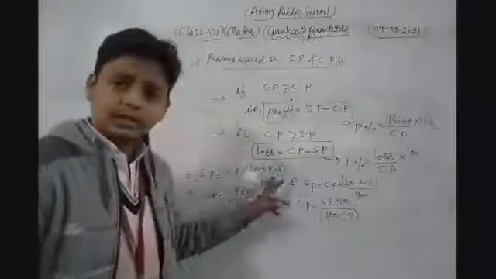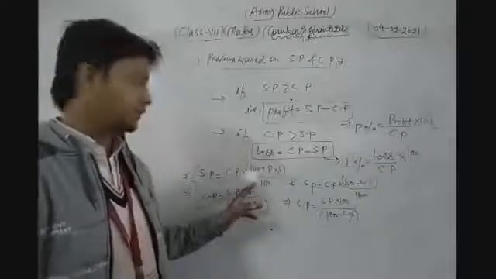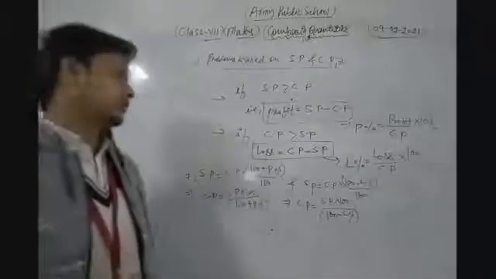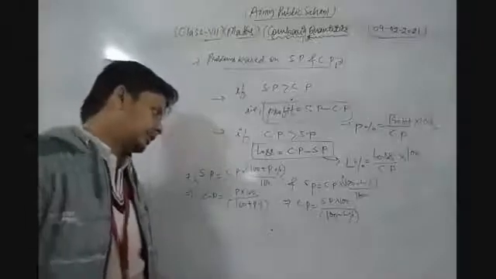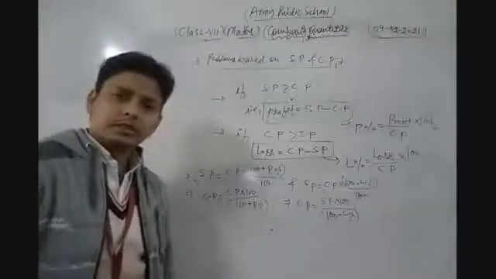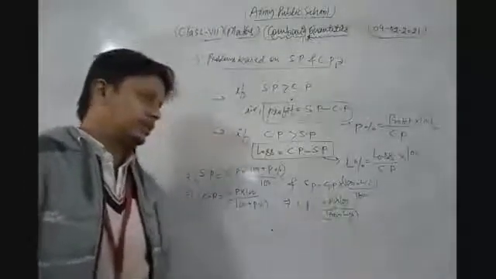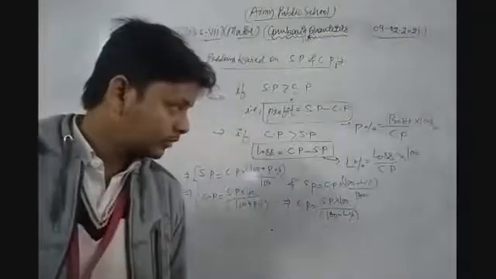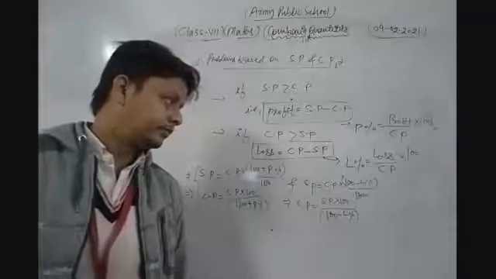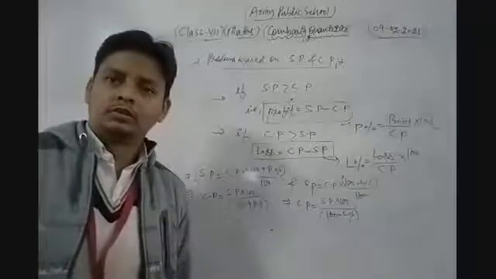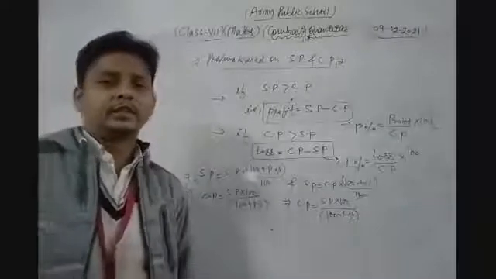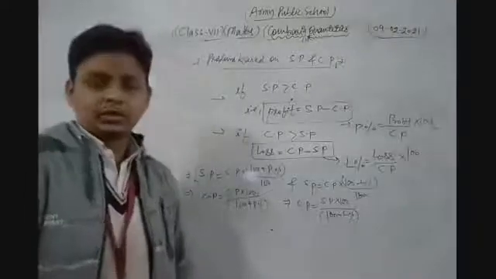If profit percent is given, cost price is given, then in that condition the selling price will be cost price into 100 plus profit percent upon 100, and when loss percent is given, then we write selling price as cost price into 100 minus loss percent upon 100. So this is the formula related to that chapter. Now we take and solve a question based on these topics. Let's see.